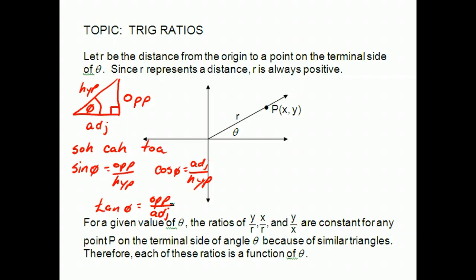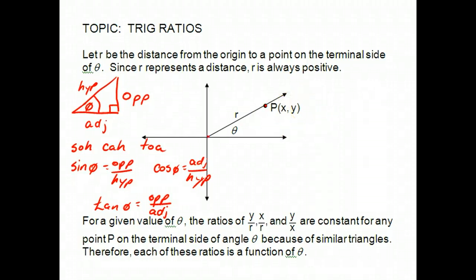Okay. All we're going to do now is take that triangle and plop it onto the Cartesian plane and find out what these angles are in terms of x and y. So when I put a point on the graph here, P, x, y, what I can build is a right triangle.